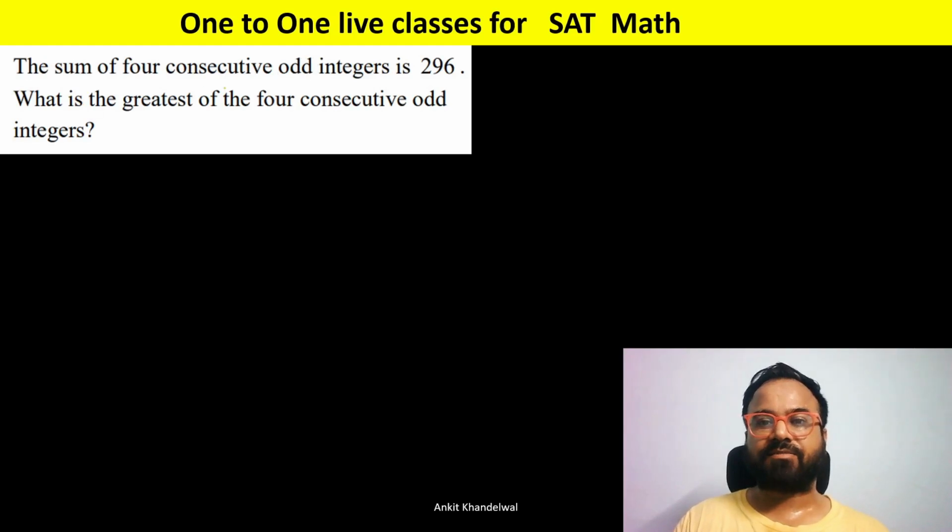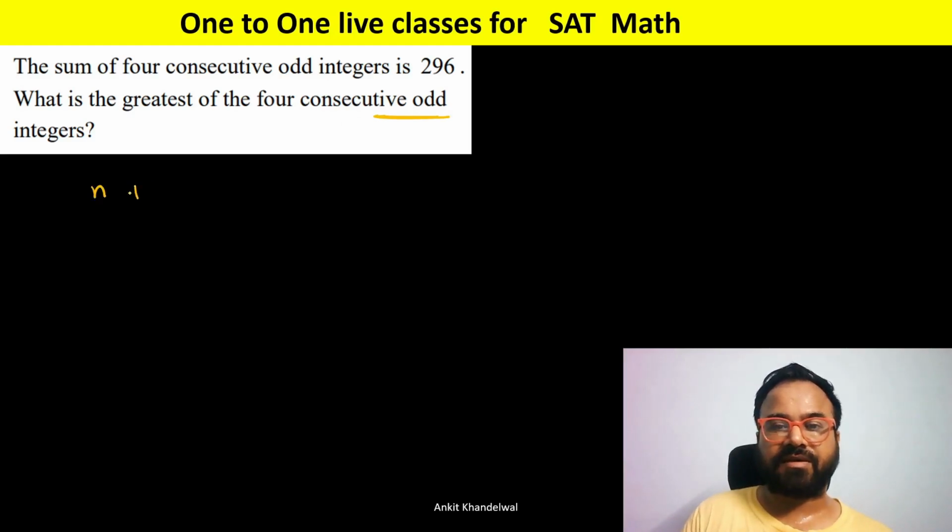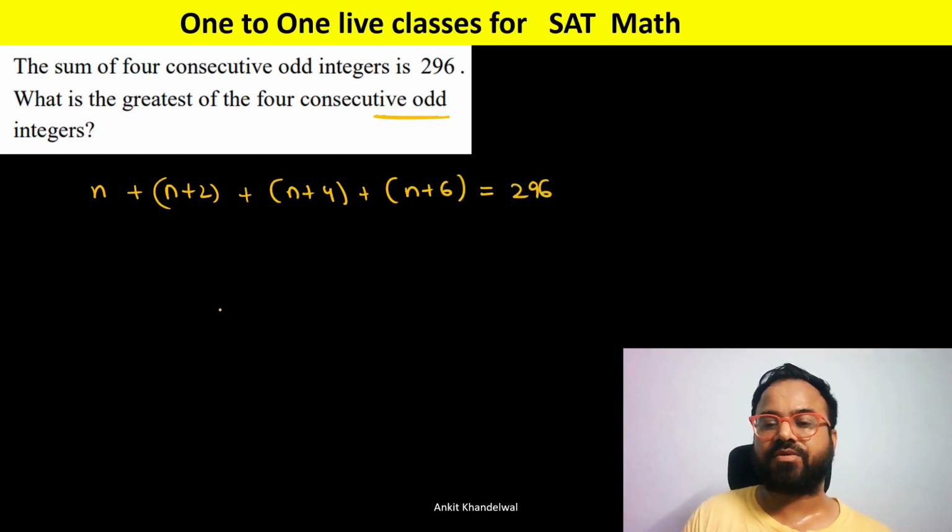Next one says the sum of 4 consecutive odd integers is 296. What is the greatest of the 4 consecutive odd integers? Now in consecutive odd integers, the difference is 2. So we can say the first one is n, the second one is n plus 2, the third one is n plus 4, and the fourth one is n plus 6. That is equal to 296. If you add them, it is 4n, and 6 plus 4 is 10, plus 2 is 12.